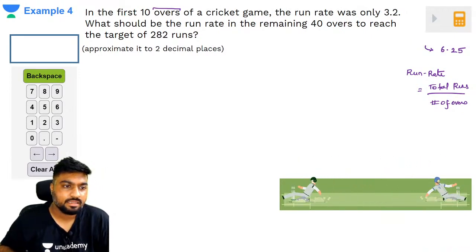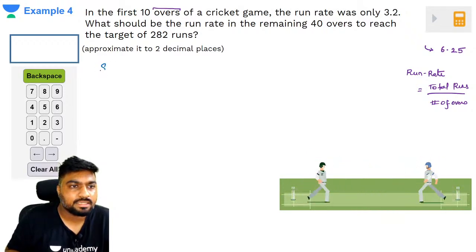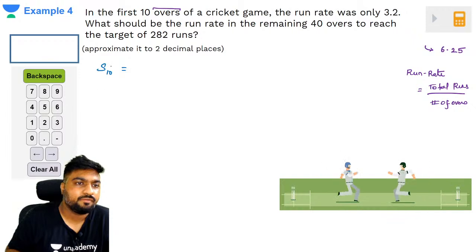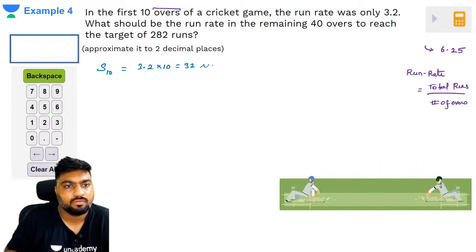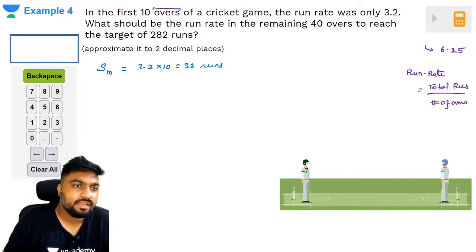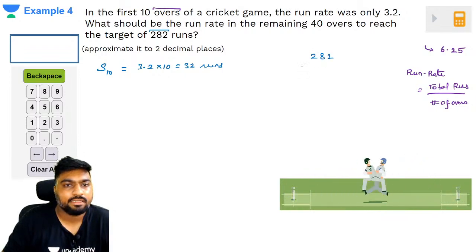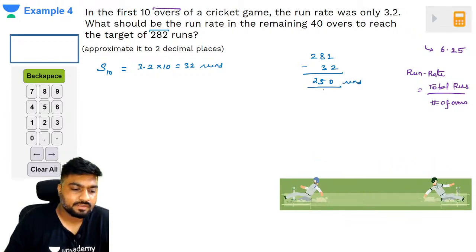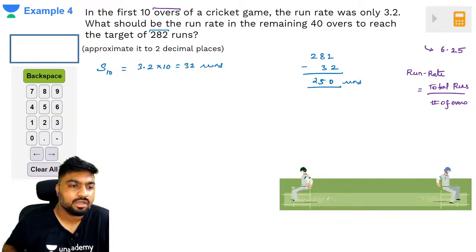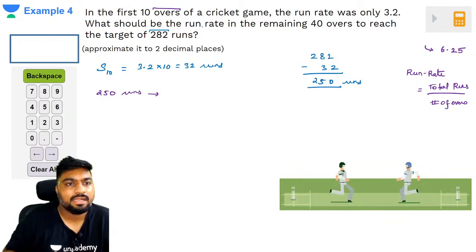Let's try this now, shall we? Okay, first let's do it in standard method. First 10 overs, let me write it as sum of first 10 overs. Sum of first 10 overs will be what? 10 overs में 3.2 का run rate. That means 3.2 into 10, 32 runs in the first 10 overs. Overall we need 282 runs to be made. So out of overall 282 runs, 32 runs already made. Remaining 250 runs. These remaining 250 runs need to be made in the next 40 overs.